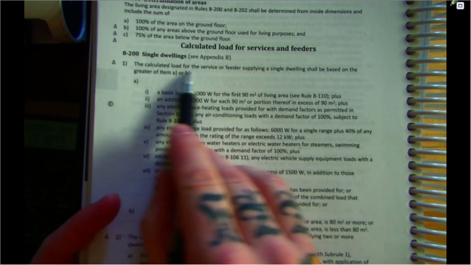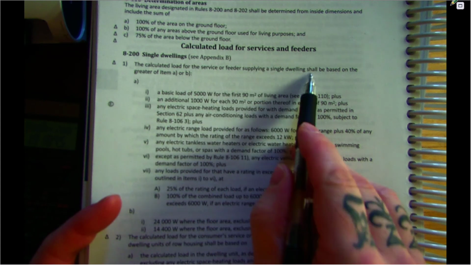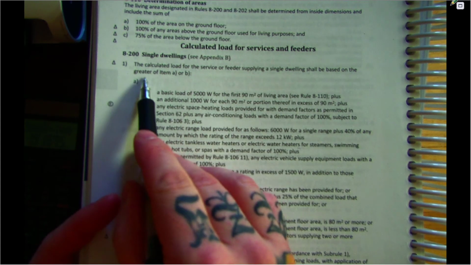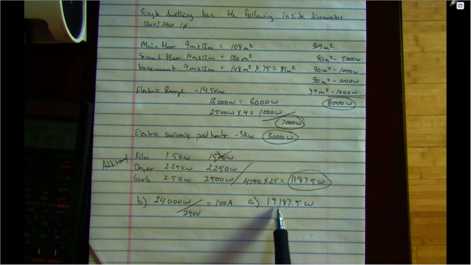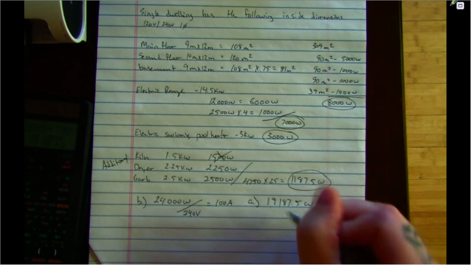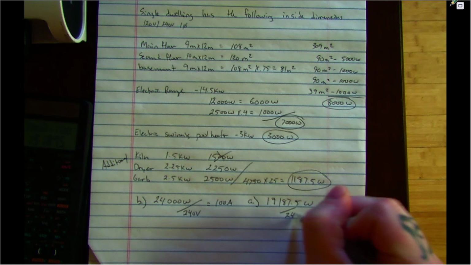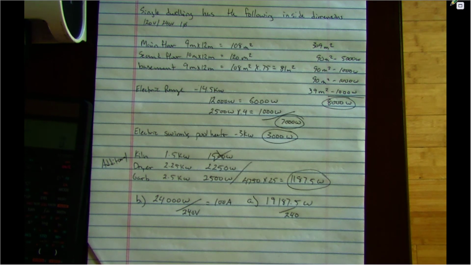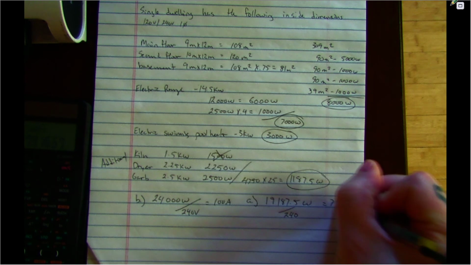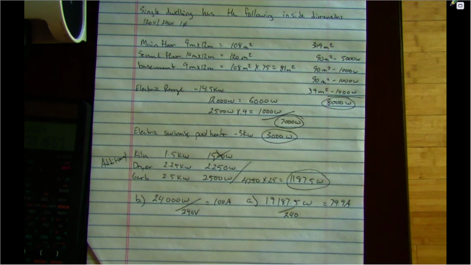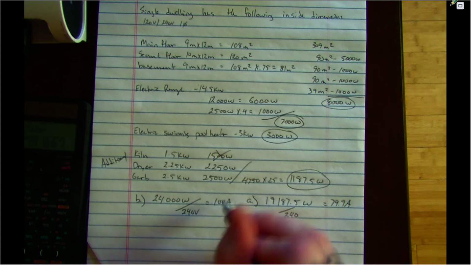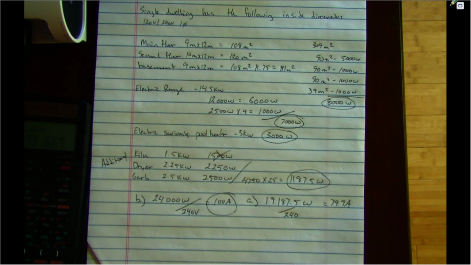The calculated load for the service or feeder supplying the single dwelling shall be based on the greater of A or B. So we're comparing A here and B, and we're going to use the greater. Just to see what this amperage is too, we'll find that out, and it's 79.9 amps. So obviously when we look at the current, this one is larger. So the answer to this question would be part B, or a minimum ampacity of 100 amps.